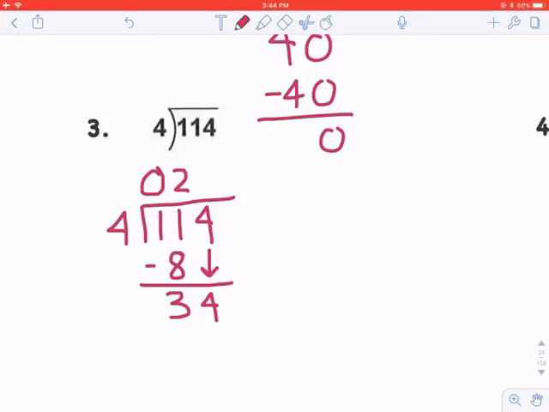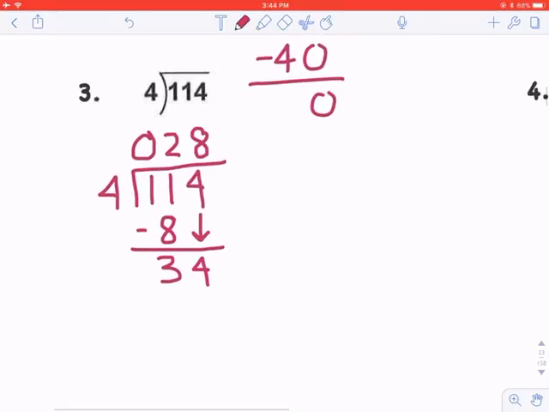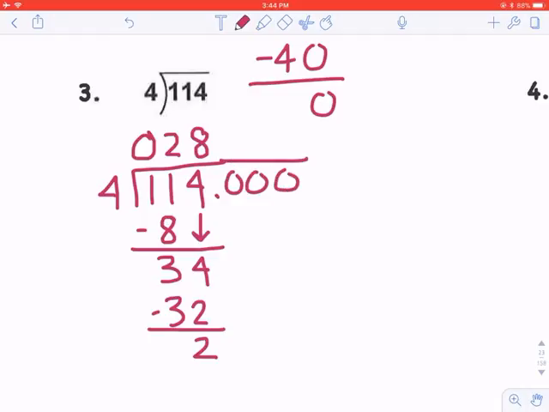4 goes into 34 8 times. 4 times 8 is 32. Subtract, you get 2. I'm going to add my 3 decimal points and my 3 spaces for them. Now I'm ignoring the decimal. It's there, it's in the answer, it's waiting for me.